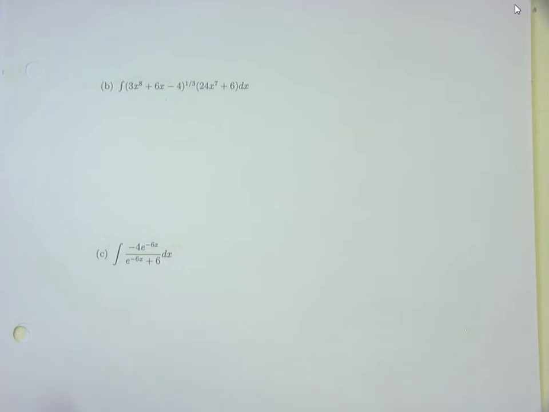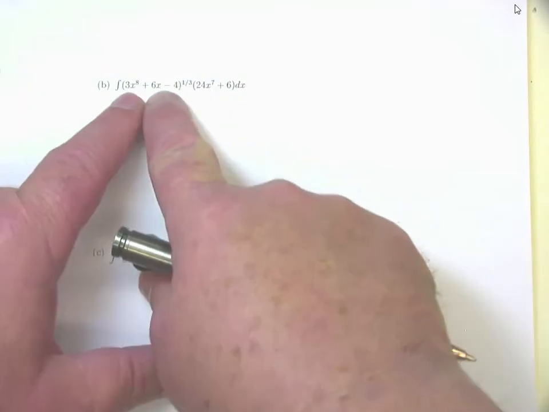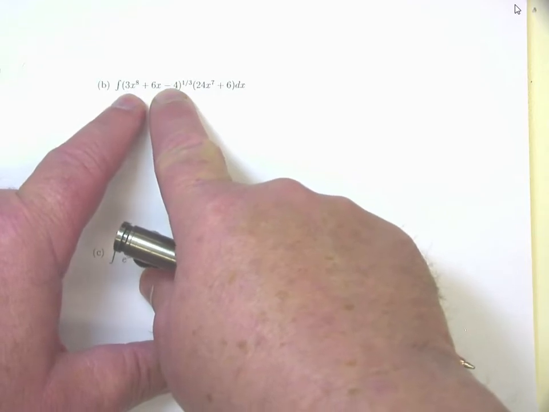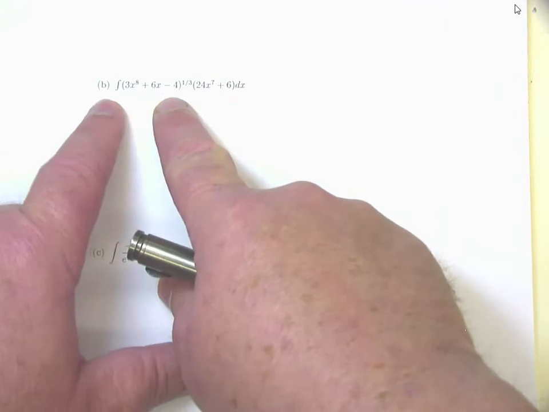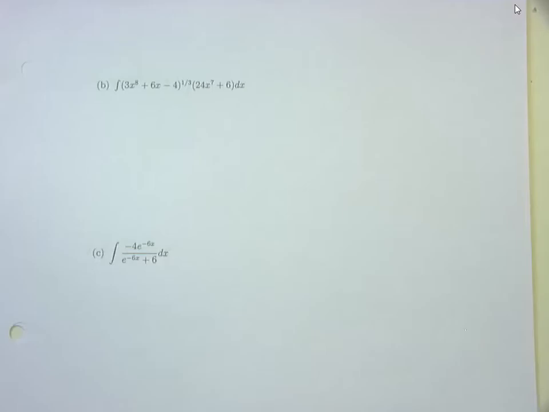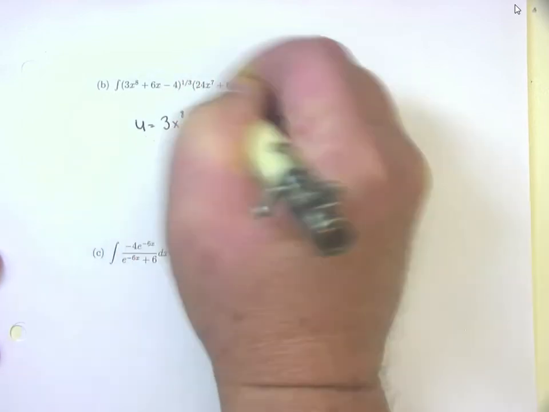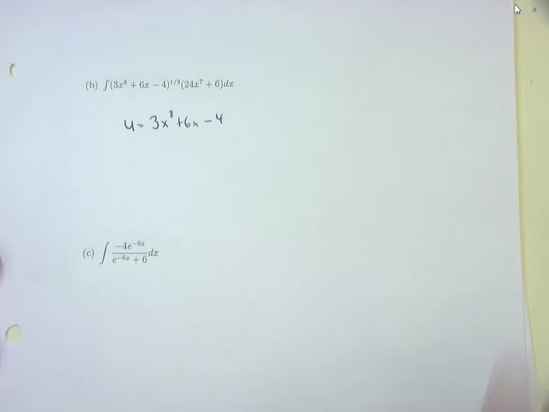Since you've got this 1/3 power, and the 3x to the 8th plus 6x minus 4 is a larger degree than the other parentheses, you're always going to let u equal inside the parentheses, and you want the bigger parentheses, the one that's actually being raised to a power. So u is going to be 3x to the 8th plus 6x minus 4. Step 1, you've got to find u. And here's the real kicker. Whatever you let u equal to, du up to a constant has to be in the problem.